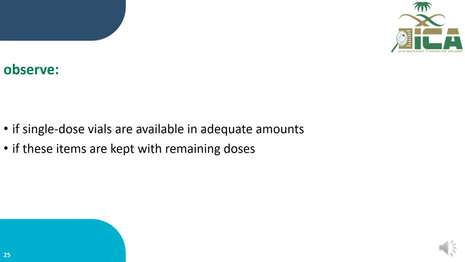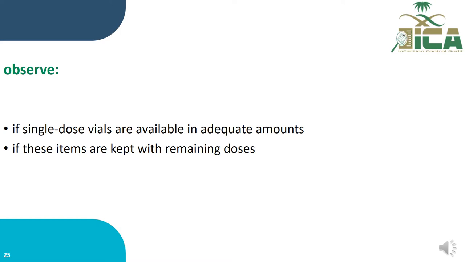For the observation, you need to visit and check the medical store, the medication preparation area, and also the patient care area. You need to check whether the single dose or single use vials are used for a single procedure or injection in a single patient. You can observe whether single dose vials are available in adequate amounts, because if there is a shortage, it is more likely that the same item will be reused.